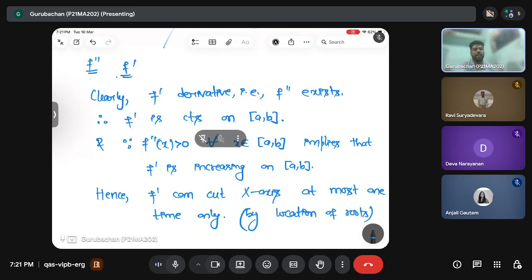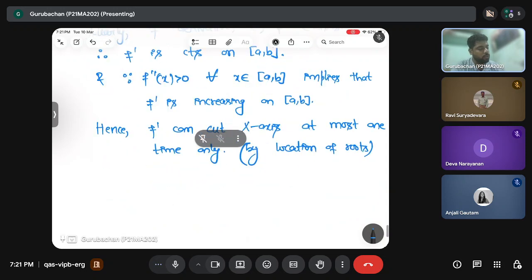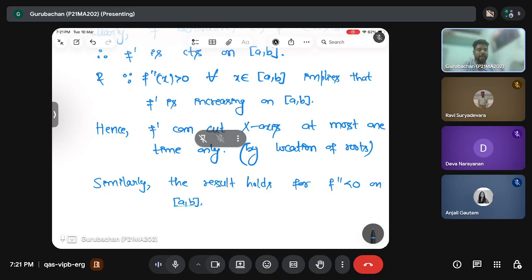If you assume that it cuts two times, then you can show a contradiction, that f dash will not be increasing. Similarly, the result holds for f double dash less than 0 on AB. That means here we can also guarantee that f dash can cut the x-axis at most one time. Okay.